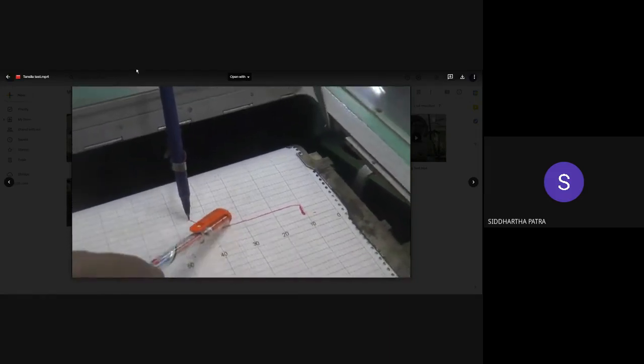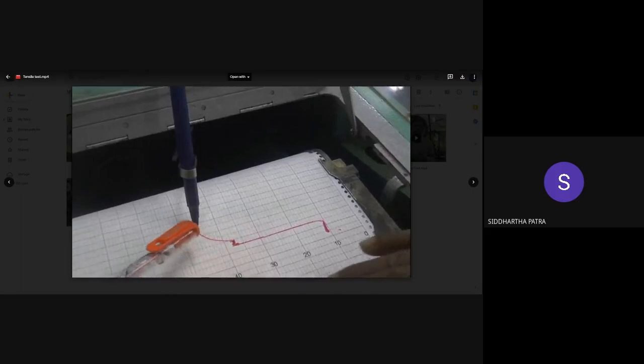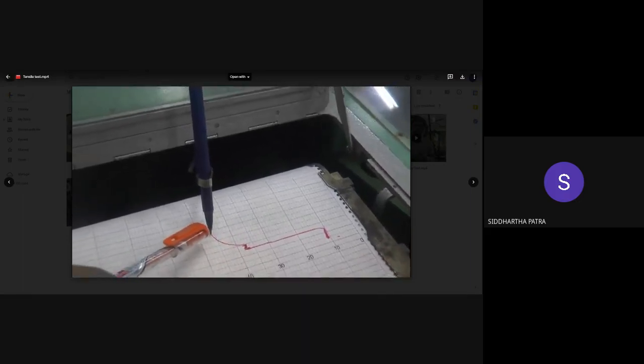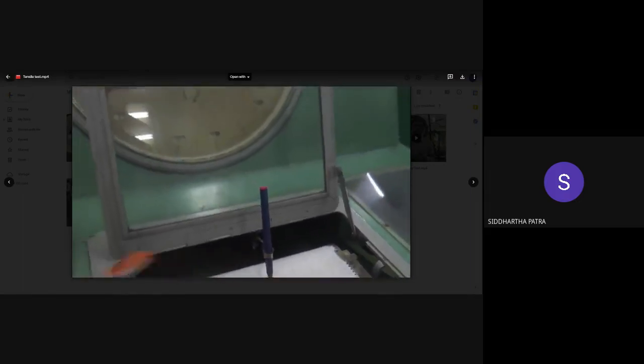And this is what is marked as the yield point, where the curve has momentarily become flat. And now it is going for the maximum stress value or the maximum load value.